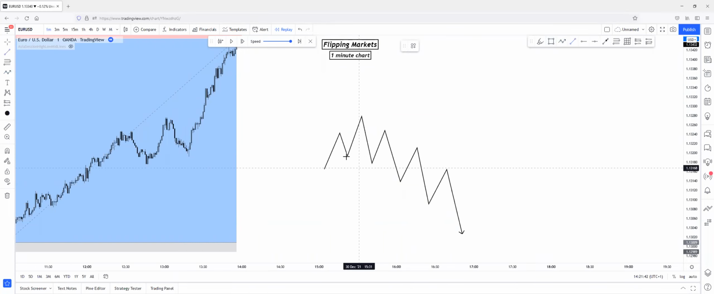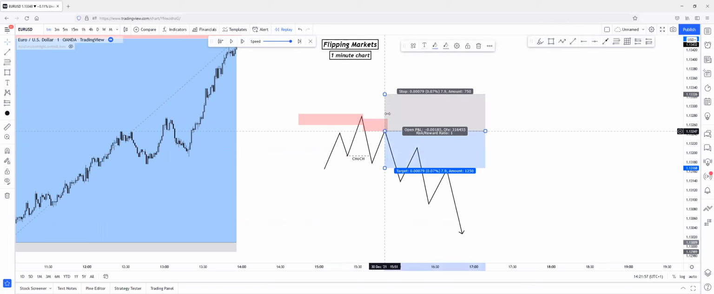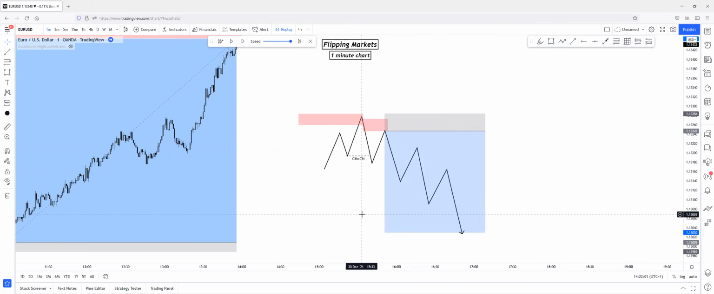So let's say change of character happened here, down after a higher time frame supply mitigation. So we have a change of character. Let's say you entered on a freshly formed supply zone here. You entered a short position on this supply zone, and you're targeting the next unmitigated higher time frame demand zone. Okay, if this low breaks, this one, you will put your stop loss to break even.